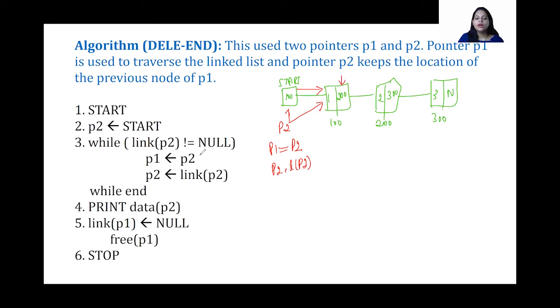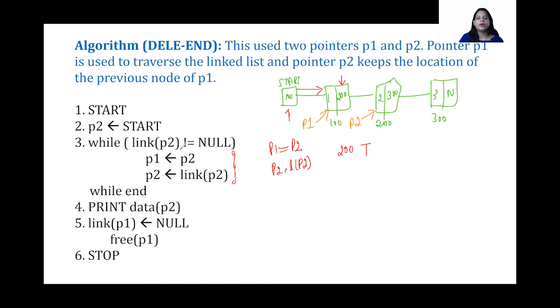Now I'm going to get into the while loop. While link of P2, what is P2? Link of P2 is nothing but 200. Is it equal to null? Is it not equal to null? It is not equal to null, isn't it? This has some value. So this is true. Because this is true, we are going to execute these two steps. What are those steps? I'm going to say P1 is equal to P2. Means now I'm going to have another pointer P1 which is also pointing at P2, but P2 I'm going to move to link of P2. So where is my P2 going to move now? My P2 is going to move over to the next one, which is link of this particular one. So my P2 is pointing here.